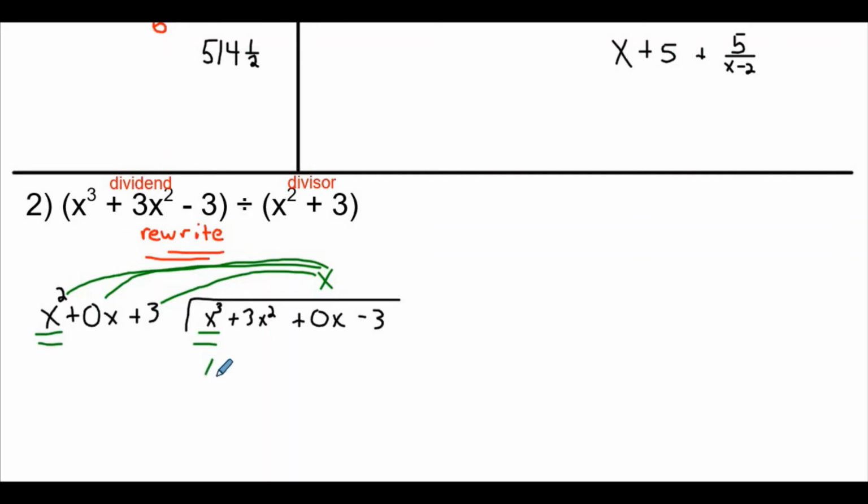X times x squared is x cubed, right? And then x times 0x is 0x squared. X times 3 is 3x. Okay, and then I will subtract each of these terms. Instead of subtracting 1, I'm going to subtract 3 different things, giving me my first remainder. These things cancel, right? 3 minus 0 is positive 3. Remember, we are subtracting, but we're subtracting positive 3 minus 0. Then I have 0 minus 3, which is negative 3x. And then I'm going to drop down this negative 3.